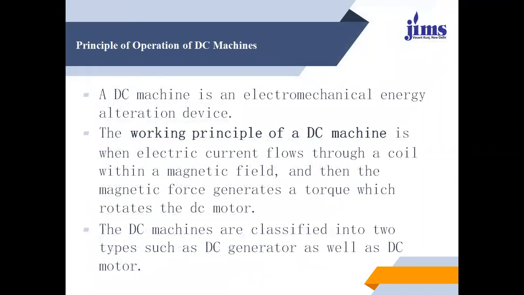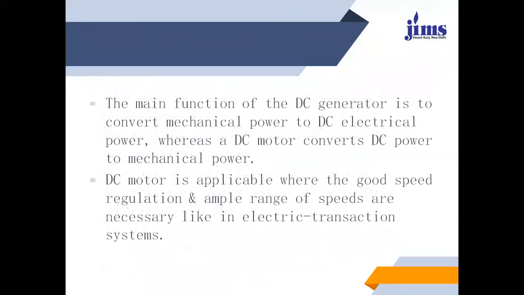The DC machine is an electromechanical energy conversion device. The working principle of a DC machine is that when electric current flows through a coil within a magnetic field, the magnetic force generates a torque which rotates the DC motor. DC machines are classified into two types: DC generator as well as DC motor.